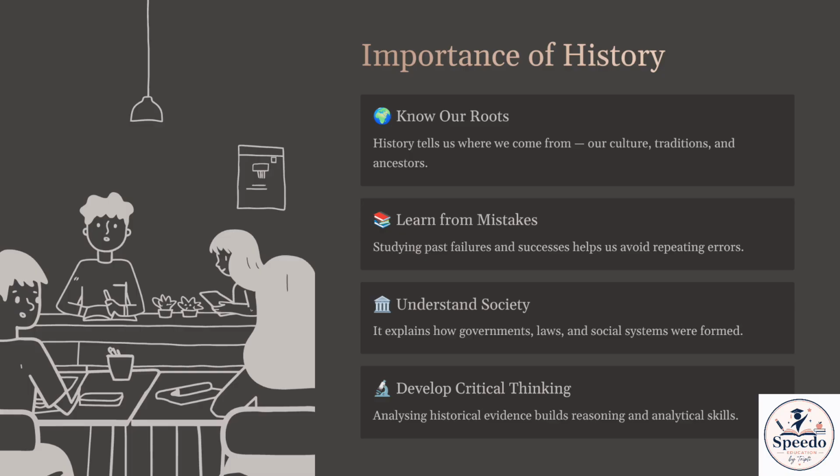Second, history teaches us valuable lessons. Throughout history, people have made both good and bad decisions. By studying their successes and failures, we learn what to do and what to avoid. This helps individuals and even governments make better decisions for the future. History also helps us understand that society, the government, laws, education systems, and rights we enjoy today did not appear overnight. They developed gradually over hundreds and thousands of years. History explains this journey and helps us understand how our modern world was created.